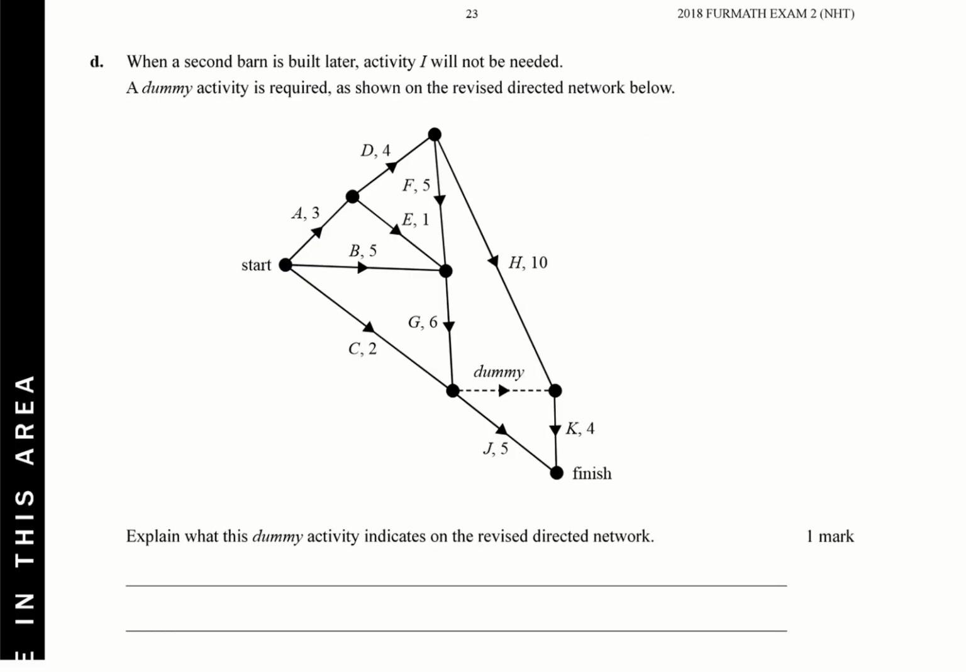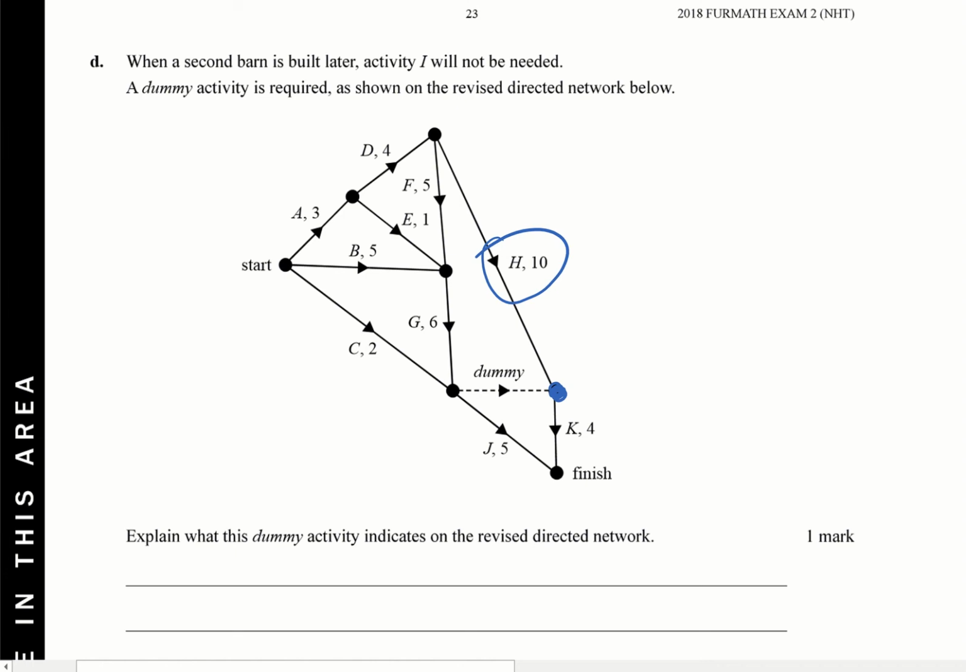So let's move on to part D. When a second barn is built later, activity I will not be needed. A dummy activity is required as shown in the revised directed network below. Now let's keep in mind what this means here. The dummy activity is coming into this point here so that K can start. What that means is for K to start, H needs to be finished.